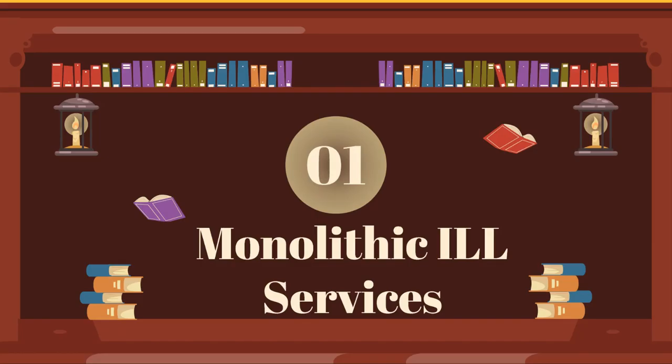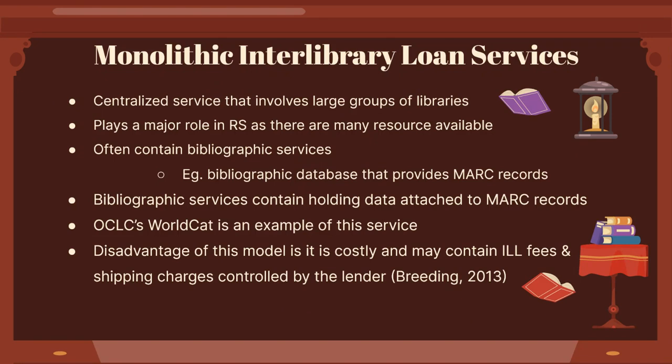So monolithic ILL services, they are a centralized service that involve large groups of libraries. As such, monolithic ILL services play a major role in resource sharing among libraries. Monolithic ILLs often contain bibliographic services like a complex database, which provides MARC records to support original and copy cataloging. Bibliographic services also contain holdings data that are attached to MARC records to support ILL services.